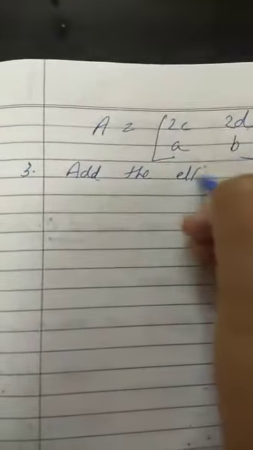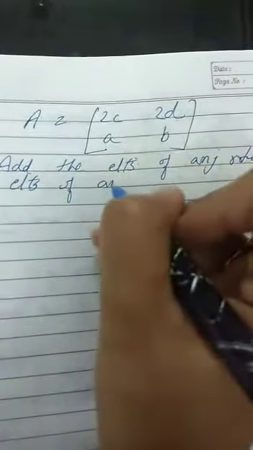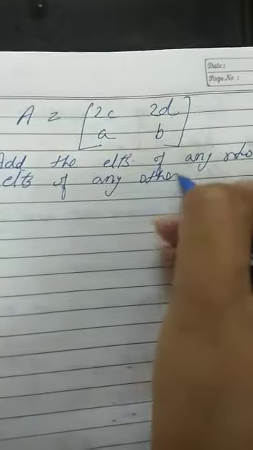Third operation is we can add the elements of any row to the elements of any other row, and the same thing will be true for the columns.